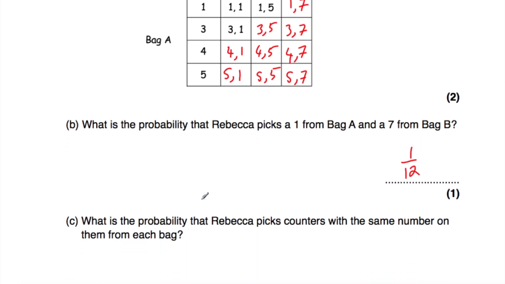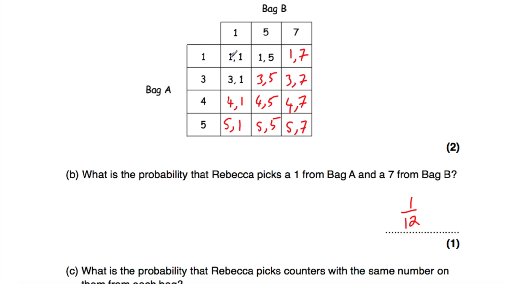Okay, part C. Part C says find the probability that Rebecca picks counters with the same number on them from each bag. So we're looking for outcomes that have got the same number. So that'd be this outcome here, a 1 and a 1. Or we've got a 5 and a 5 here. And that's it. There's 2 possible outcomes out of the 12.